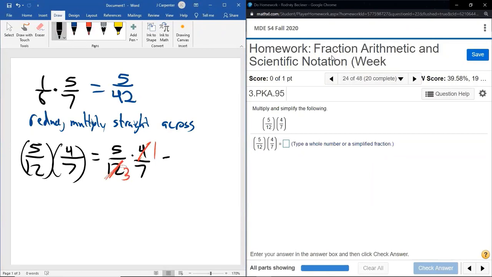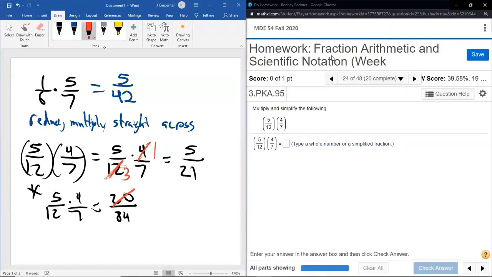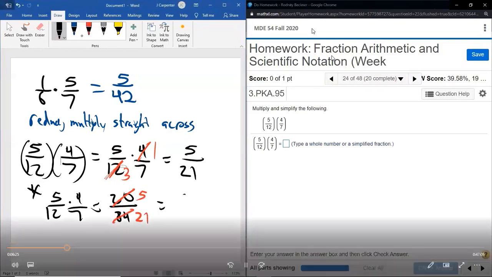So 5 times 1 is 5 over 3 times 7 is 21. Now, if you had done it the other way I mentioned, if you said 5/12 times 4/7, 5 times 4 is 20, 12 times 7 is 84, and then you could go, oh, well, 4 goes into both of these. 4 goes into 20 5 times, and 4 goes into 84. Guess how many times? You're right, it's 21. So you end up with the same answer.